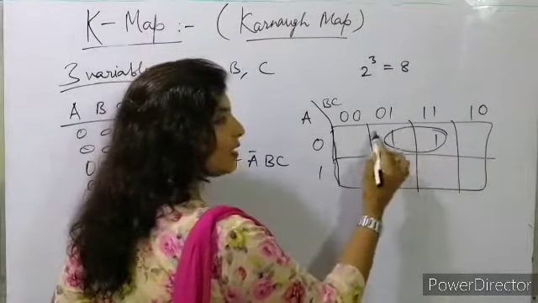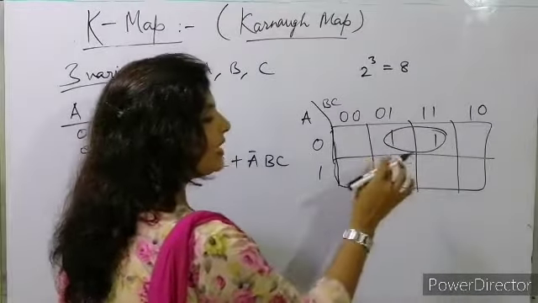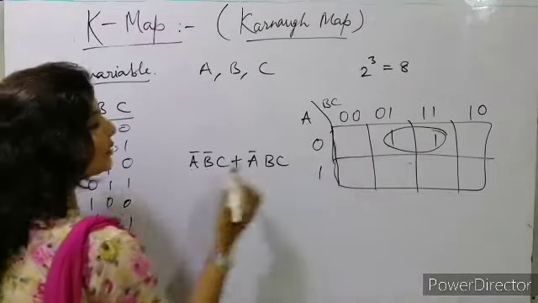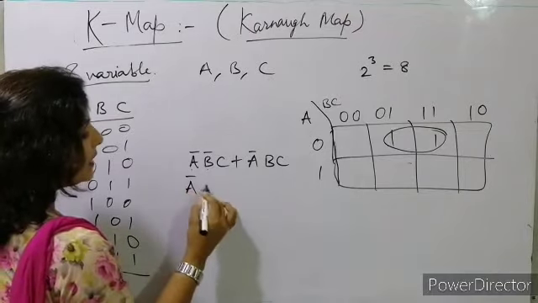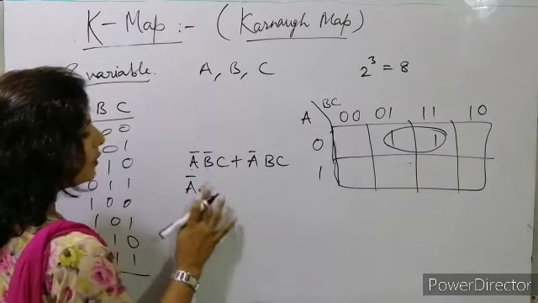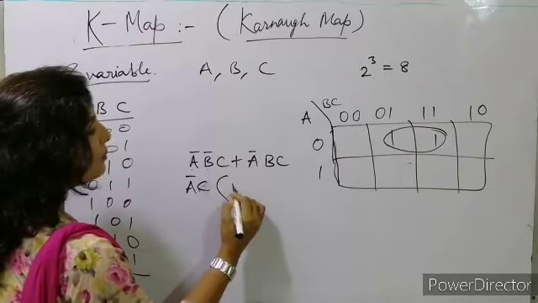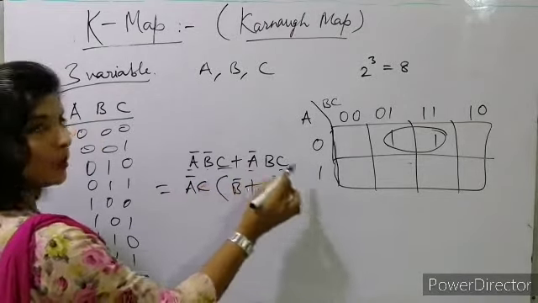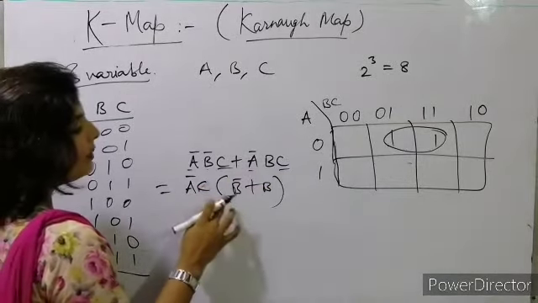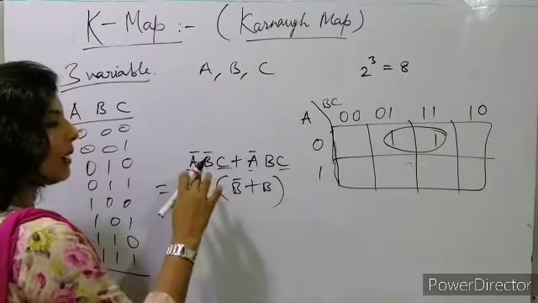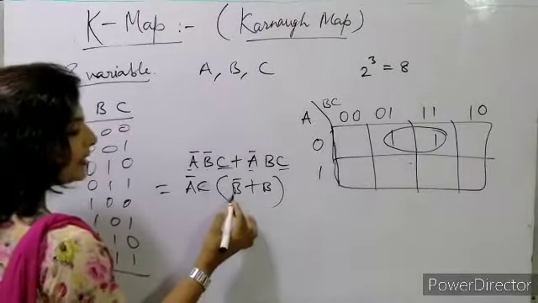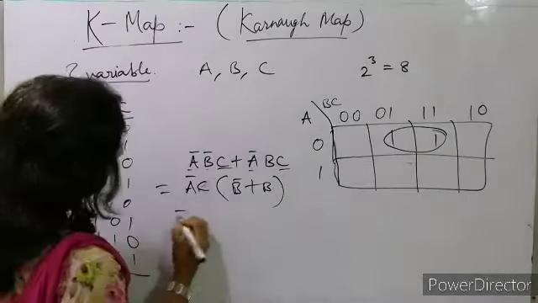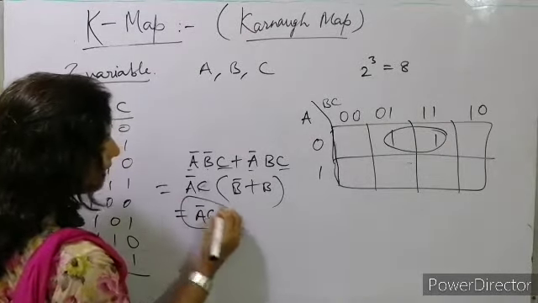So when we are taking common and we have to minimize this. A bar B bar C is this one and A bar B C is this one. So when we take A bar C common, we will get B bar plus B. A bar is in both, C is in both. So we'll take A bar C common and multiply it with B bar plus B. Anything plus its complement gives 1. So it will be minimized like this.